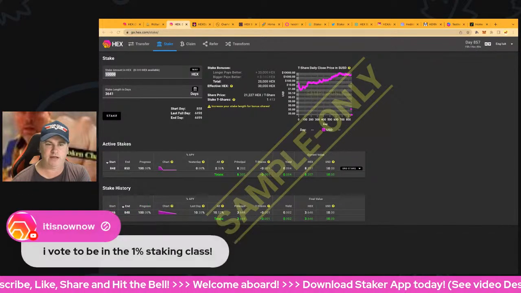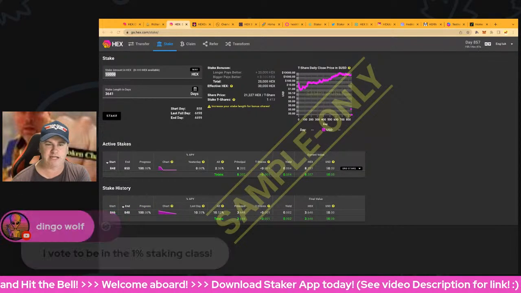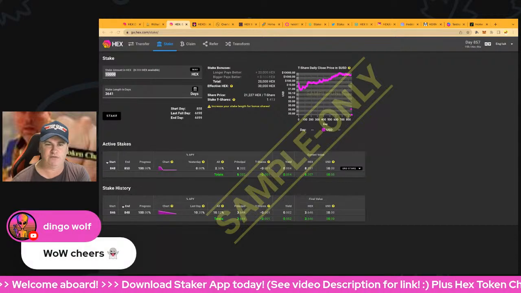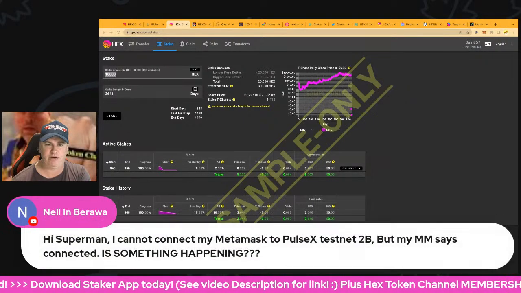What else we got going? It now says I vote to be in the 1% staking class. I like that. Dingle says, wow, cheers. Neil and Birera says, hi, Superman.